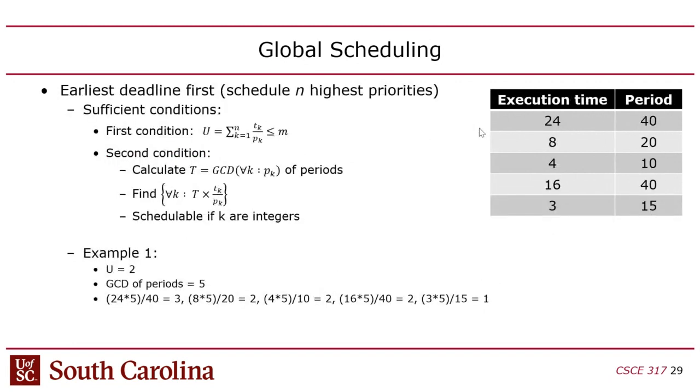So the utilization has to be less than M, but also you have to calculate the greatest common divisor of all the periods and then multiply the greatest common divisor against each of the tasks' ratio of runtime over period, and you're looking to see if all of those are integers. Why is that? Why do you have to go through all that? What is the deal?